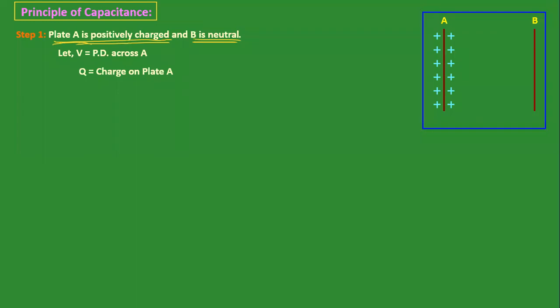You can see here plate A, which is positively charged, and plate B is neutral, no charge on plate B. We consider V is the potential across A, Q is the charge on A. Then the capacity is given by this formula. So this is the capacity of plate A: C is equal to Q by V. We call it C1.